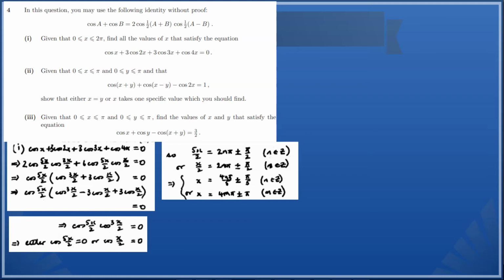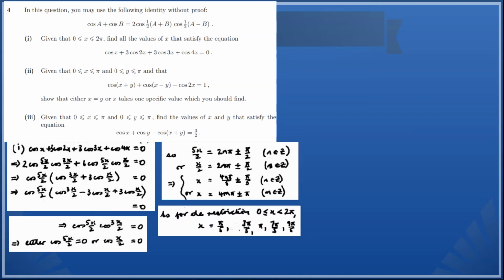The best way to do this, if you're ever confused, is simply by plotting the graph of cos 5x/2 and picking off those points where cos 5x/2 would be equal to 0. Since we are restricted to the interval where x is greater than or equal to 0 but less than 2 pi, x must be equal to the following: pi/5, 3 pi/5, pi, 7 pi/5, and finally 9 pi/5.